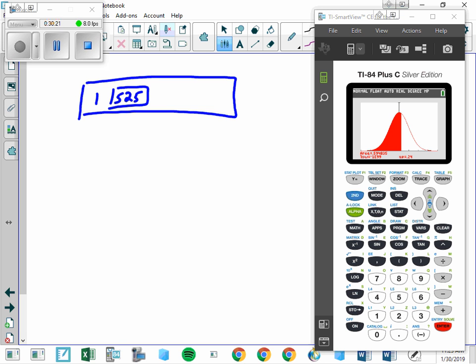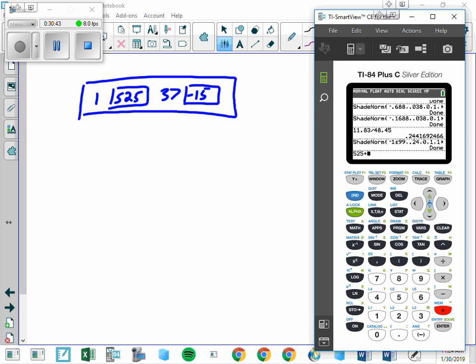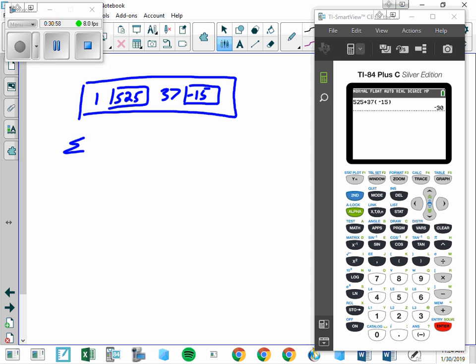But what else is in the box? 37 copies of -15, which we don't like. So when I add all that up, if I add 525 plus 37 times -15, I end up with an error because I didn't type it in right. Oh, I put -15. So I get the sum of the box equals -30.